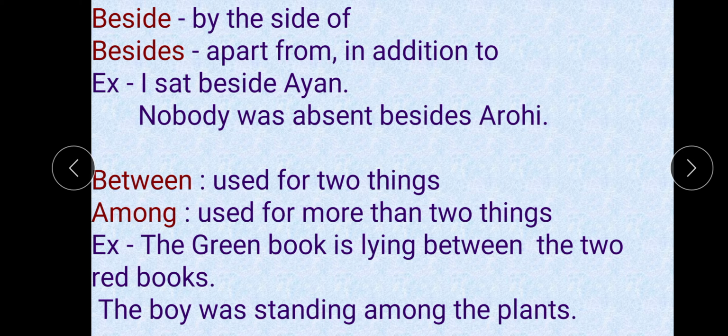Next, between. Between is always used for two things, and among is always used for more than two things. For example, the green book is lying between the two red books. Next, the boy was standing among the plants.